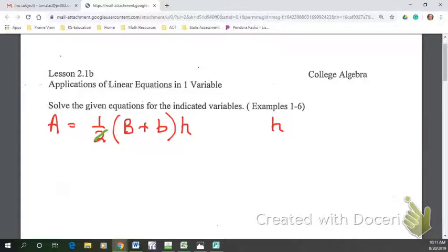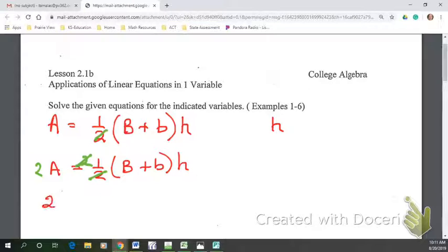So if I were to rewrite this, a equals 1/2 capital B plus lowercase b times h. I'm multiplying both sides by 2. So that would be the next step in your notes to show these cancel. And then I've got 2a equals capital B plus lowercase b times h. Now remember, I'm trying to get h by itself. So what now?